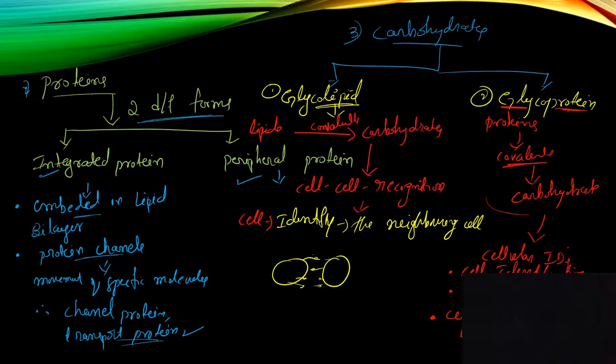This is about the carbohydrates, and these are the three chemicals which we mainly observe in the plasma membrane. To repeat, the first is the lipids, the second one is the proteins, and the third one is the carbohydrates.